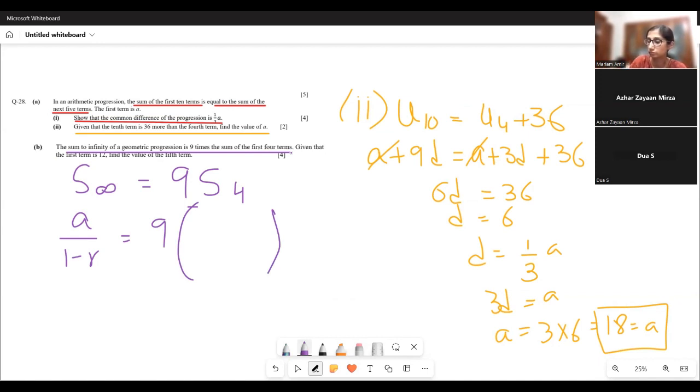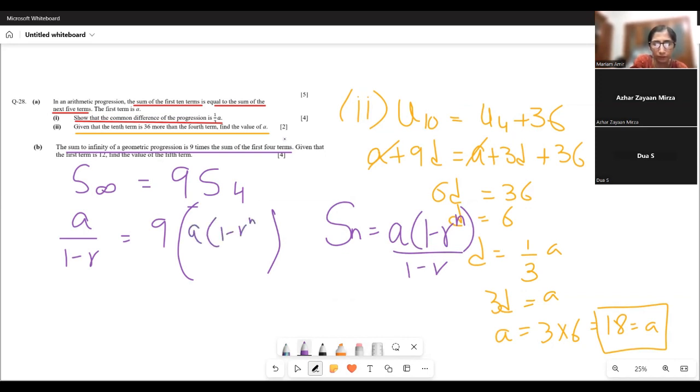A upon 1 minus R होगा. Sn का फॉर्मूला होता है, गिवन भी होता है फॉर्मूला शीट में. A bracket 1 minus R power N upon 1 minus R. So A bracket 1 minus R power 4 upon 1 minus R.